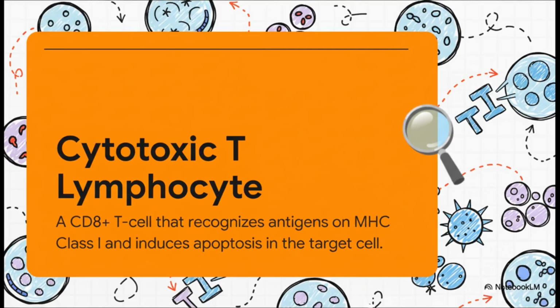Its job is to patrol your body, checking the MHC class 1 molecules on every cell it meets. And if it finds one displaying a foreign antigen it recognizes, that kill me signal we talked about, it carries out a very precise, targeted kill. It doesn't just blow things up. It induces something called apoptosis, or programmed cell death, which is a clean, quiet way for a cell to self-destruct, minimizing damage to its healthy neighbors.